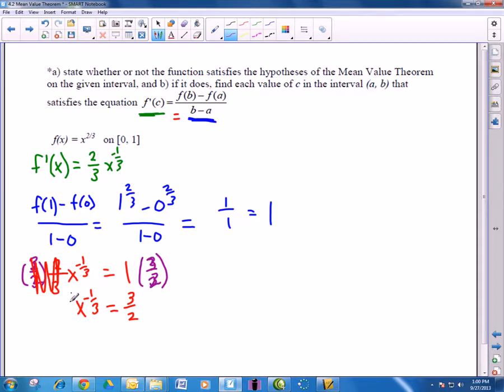And so what we have to do is power each side to the positive 3 over 1, or just to the third, whatever. But remember, exponent to an exponent, you multiply. So negative 1/3 times positive 3 over 1 is 1. So this becomes an x to the first.